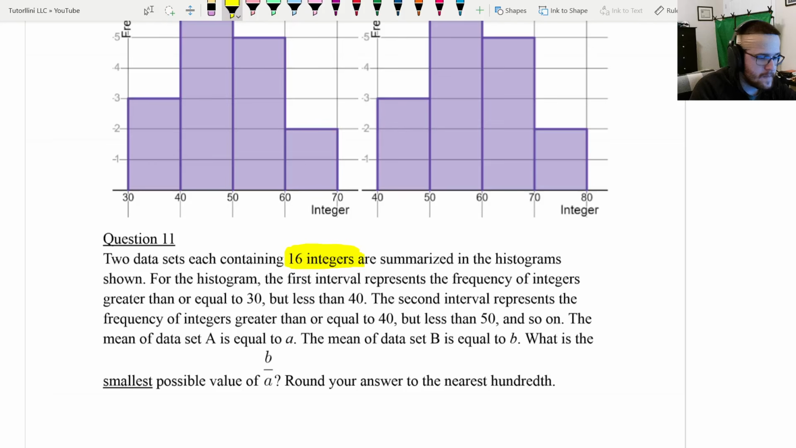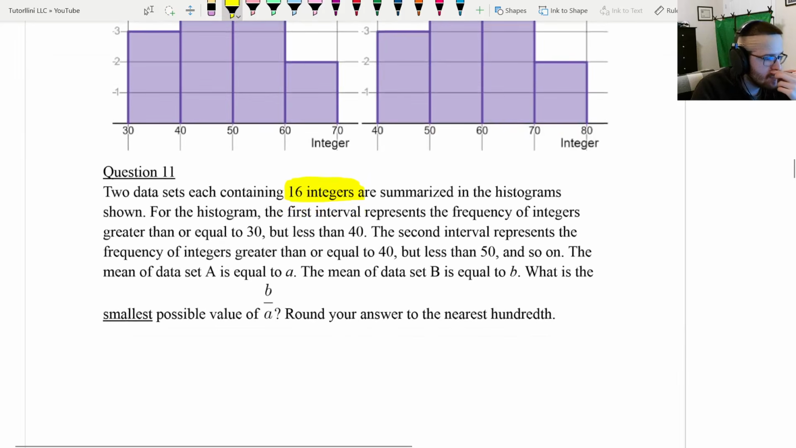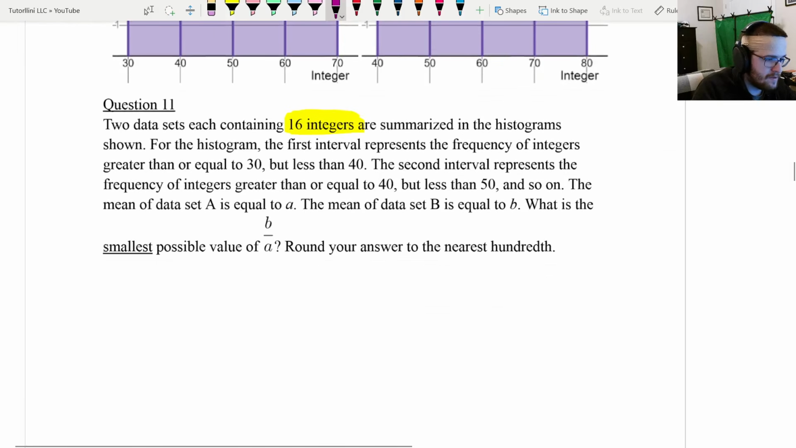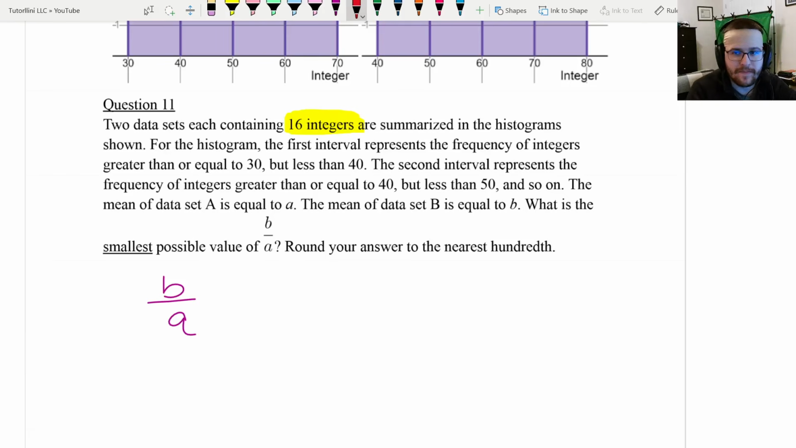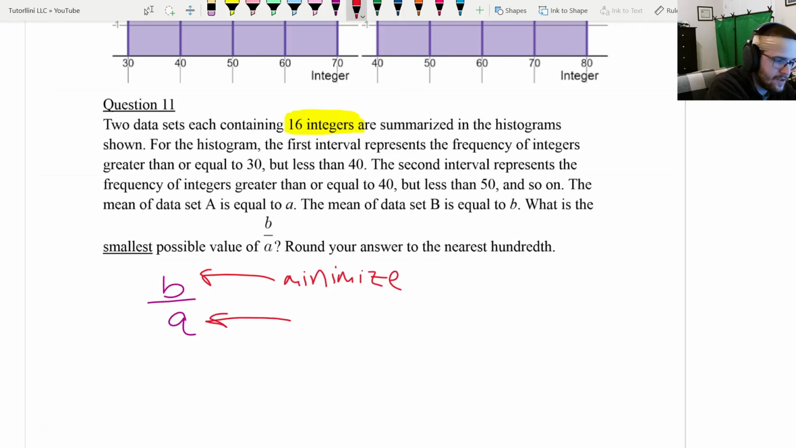So we want the smallest possible value of b over a. So when you have a fraction, guys, and you want to make it small, hopefully this makes kind of intuitive sense. You want the top to be as small as possible. And you want the bottom to be as big as possible. Think about it. Dividing by a big number makes it really small, right?